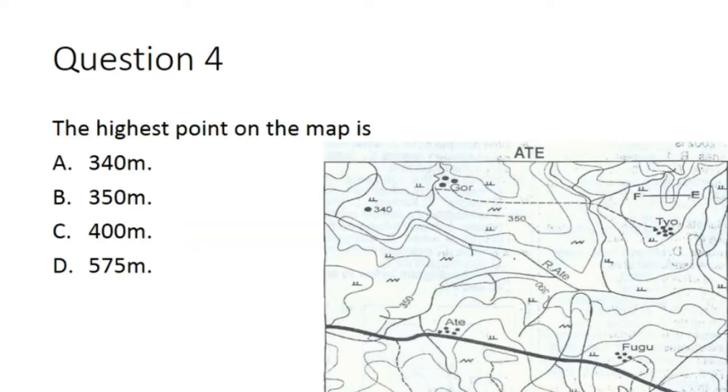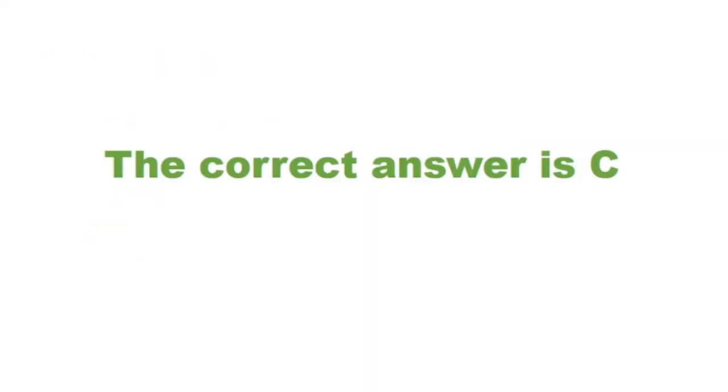Question 4. The highest point on the map is A. 340 meter, B. 350 meter, C. 400 meter, D. 575 meter. Let's look at our map again. We are looking for the highest point on the map. You have to take your time to find out all the points and see which one is the highest point. We have 350 here. The highest point on this map is 350 meters, which is our option B.